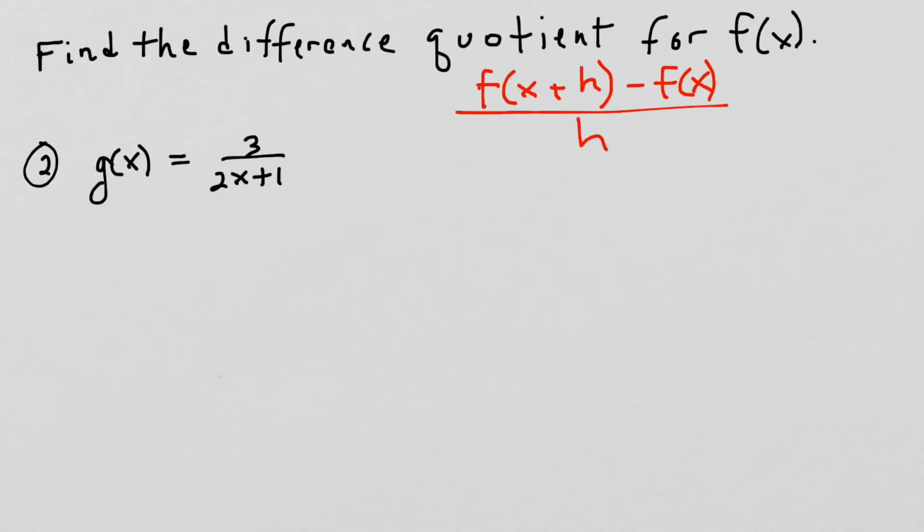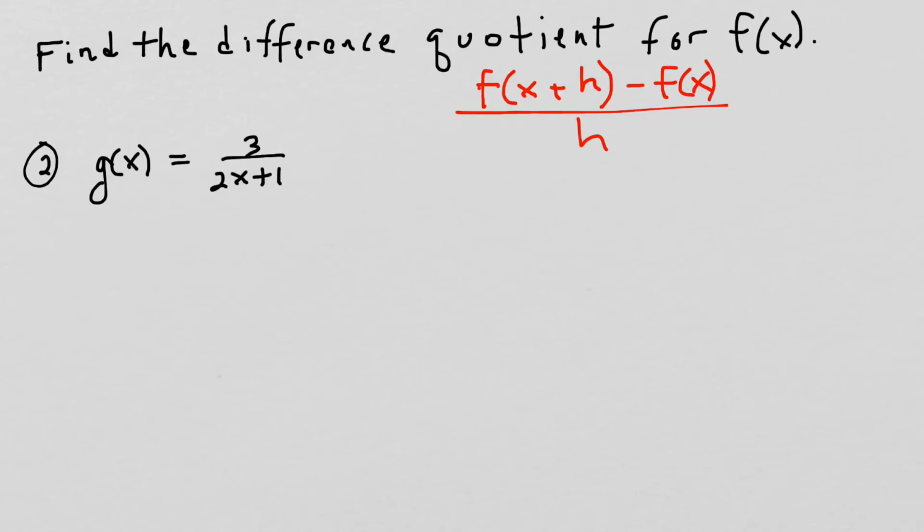Okay, let's do it again. We're going to find the difference quotient. So our formula for the difference quotient is right here. This is something that we have to know by the time we have a test. So I've got f, well, in this case it's g. It doesn't matter whether it's f or g.